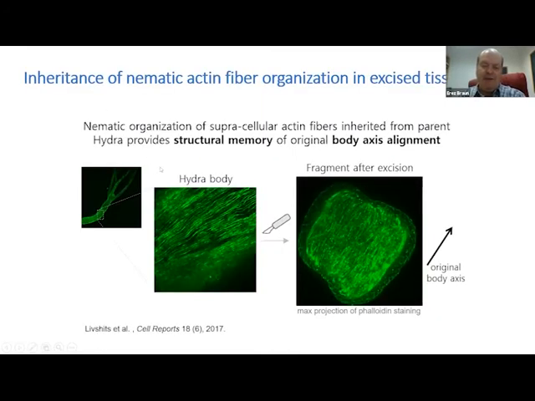Now the point is much deeper and more interesting. I have to rush. I'll do it very quickly. If you cut a piece of Hydra tissue, as I said, there is structural inheritance. So you see that in this flat piece of tissue, the actin fiber organization, again, I'll talk about the ectoderm, but the parallel picture emerges from the inner side. This parallel alignment of the fibers is preserved. And it actually gives memory of the original axis alignment, not polarity again, but alignment, of the parent animal, the donor animal.